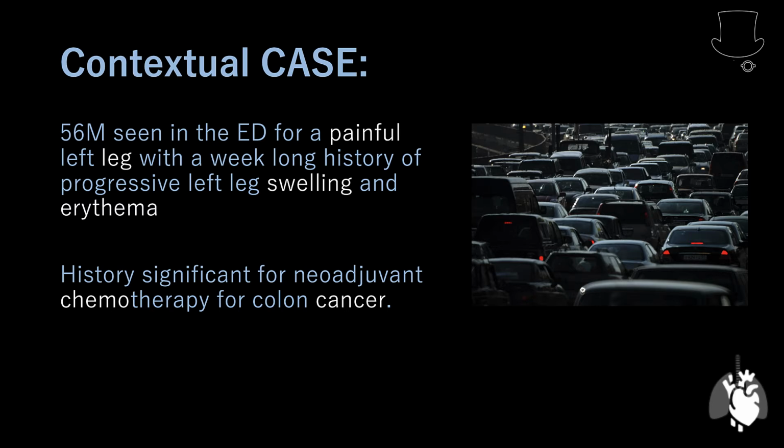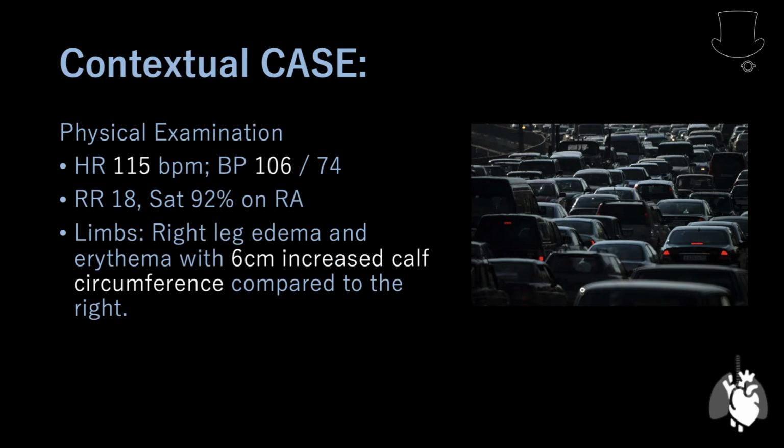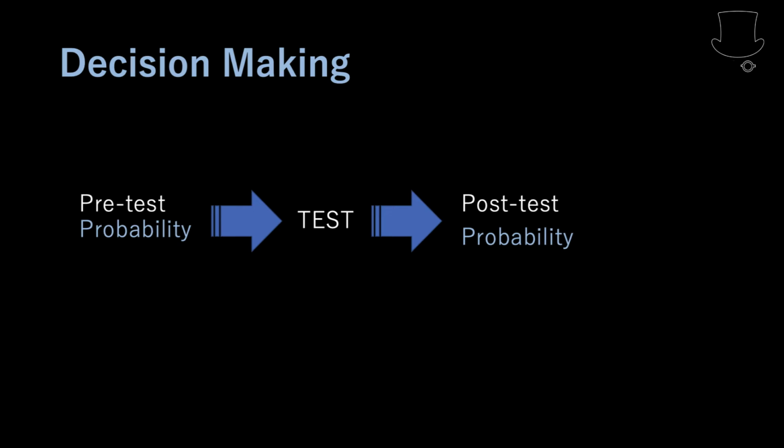We have a gentleman who is on neoadjuvant chemotherapy for colon cancer. He presents with a week-long history of a painful left leg that's swollen and red. When you examine him, his calf is larger on the symptomatic side. To get the ball rolling, let's just say 20% of patients who present with symptoms of a DVT have one. We then apply the Wells score, in this case, which would be 3, or high risk. This brings the odds of our patient having a DVT to about 50%. That's not strong enough to be actionable. Hence, the standard of care is to proceed with a diagnostic ultrasound before we initiate therapy.